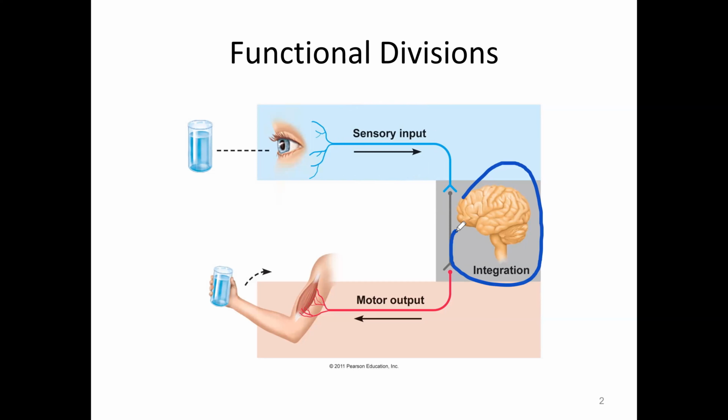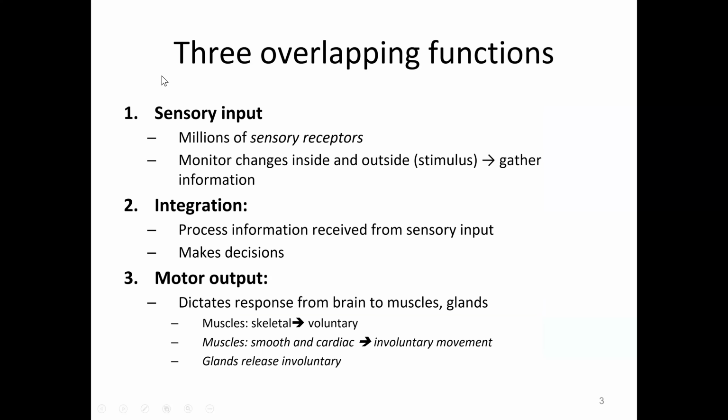Then your brain will integrate this information. So that's function number 2, integration. And then your brain will decide what to do about this information that it received, and it's going to send motor output to your muscles. So your muscles will contract so you can pick up the glass of water and drink. So the third function is motor output. So sensory input, integration, and motor output. Those are a functional division of the nervous system.